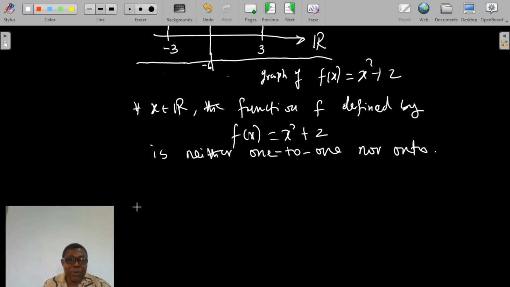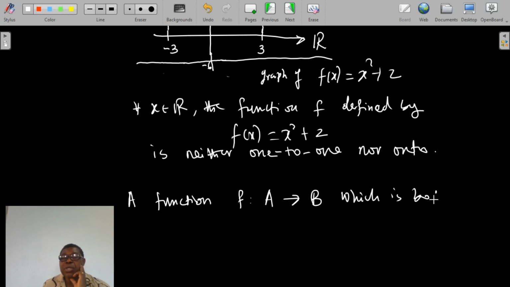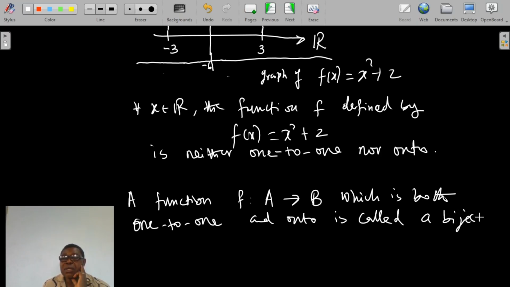Now the next thing we shall do is to give the following definition. A function f from a set A to a set B, which is both 1-to-1 and onto, is called a bijective function.